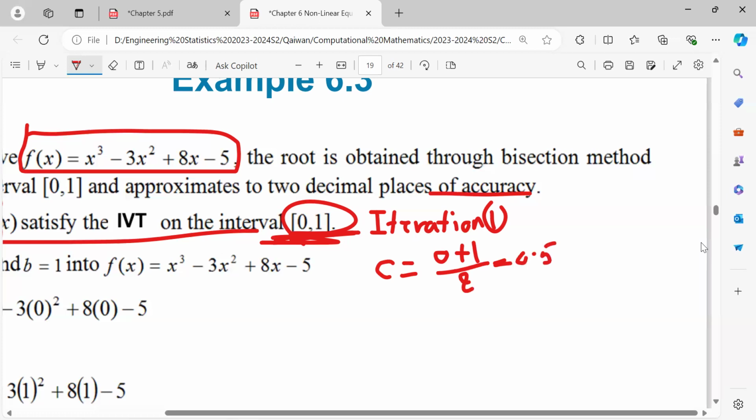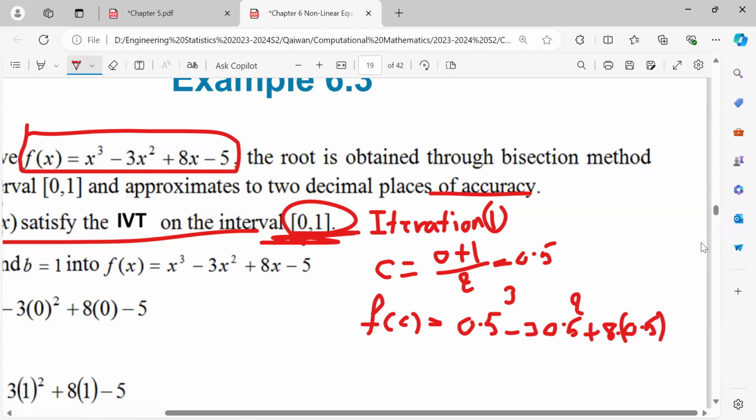Now we evaluate C in the function. f of C is 0.5 to the power 3 minus 3 times 0.5 squared plus 8 times 0.5 minus 5. The result is negative, less than 0. We just need the sign. We don't need its exact value.